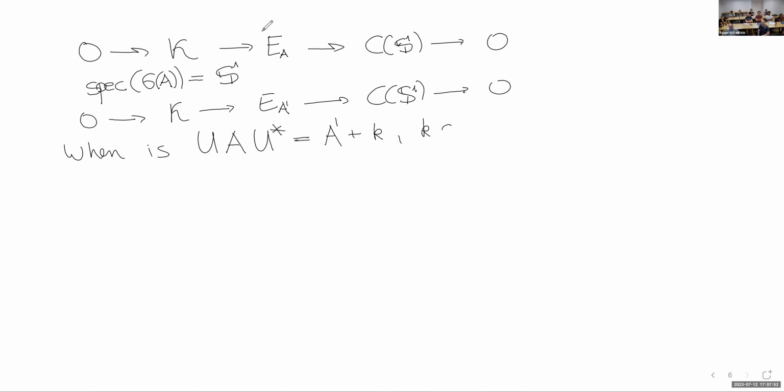Plus compact, and U unitary. In which algebra? Is U in E of A? No, U is unitary, it's only in B of H, for the same space. We keep A and A prime as operators, actually in B of H, but I can allow here S1.